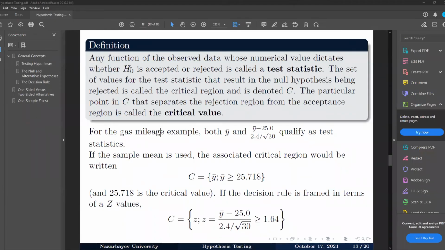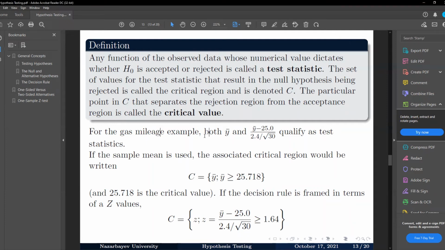Okay, so let's go over a couple of the definitions provided here. Any function of the observed data whose numerical value dictates whether H naught is accepted or rejected is called a test statistic. The set of values for the test statistic that results in the null hypothesis being rejected is called the critical region and is denoted by C. The particular point in C that separates the rejection region from the acceptance region is called the critical value.